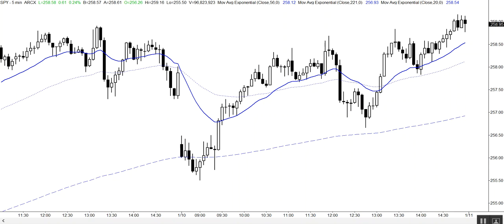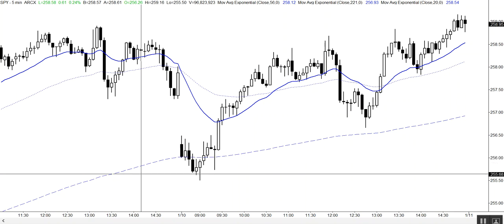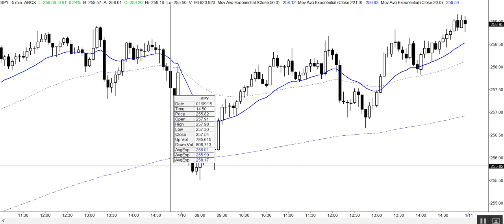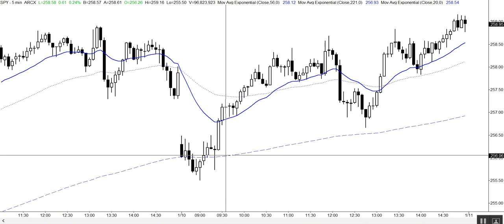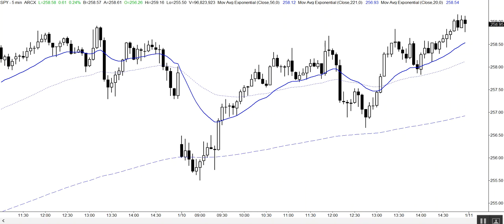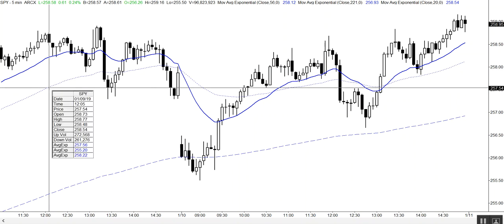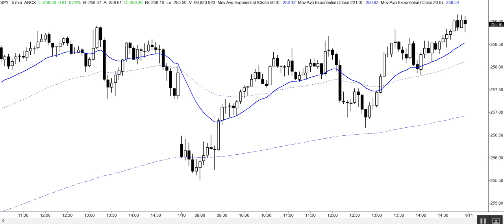If I go to a 15-minute chart, and by the way, this represents the 20-period moving average on the 60-minute chart. So it's 221, and this dotted line, I believe, is 56. Again, if you want to check it, it's really easy. Input some numbers, compare it to a 15-minute chart.